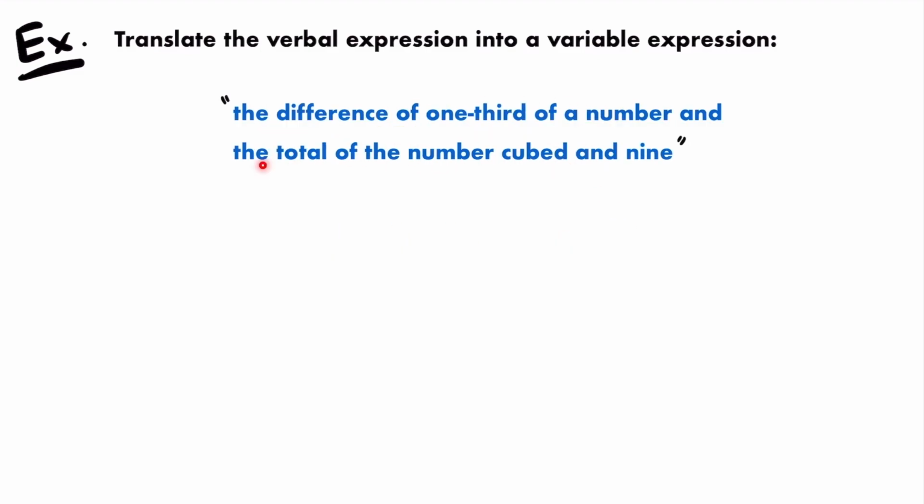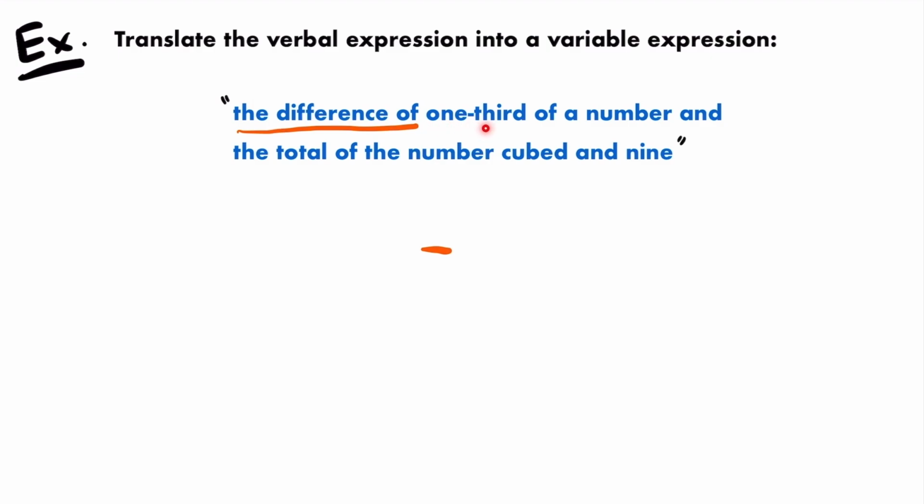Next up, we want to translate this verbal expression: the difference of 1/3 of a number and the total of the number cubed and 9. All right, so let's break it up piece by piece. The first operation that I see is referenced here is the difference of. That is referring to subtraction. So we are subtracting two numbers. So I'll write down a subtraction sign. But what are we subtracting? Those two numbers should be separated by the word and.